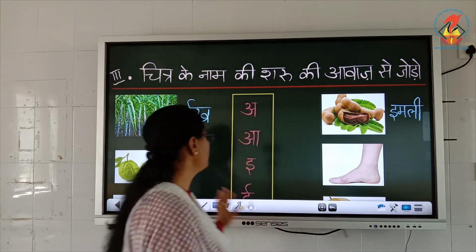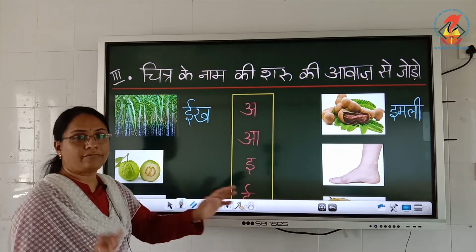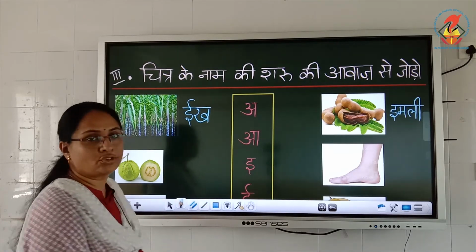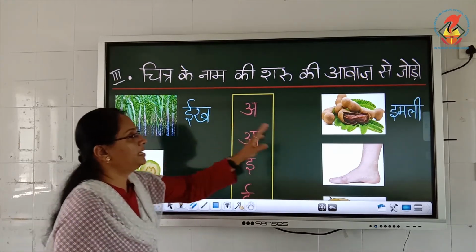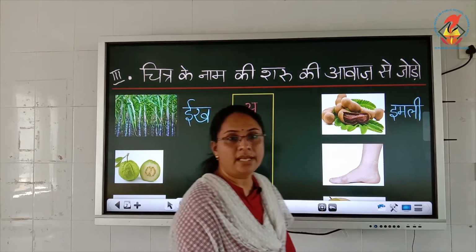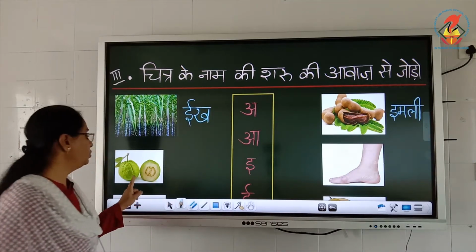Imali. First we will do these 4 pictures. After matching them, then only we will go to the next pictures. Finish writing Eek and Imali. Okay, here the first sound is E. What is it? E. अब let us go to this picture.